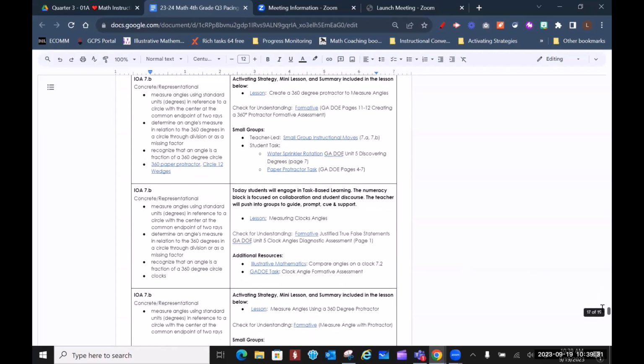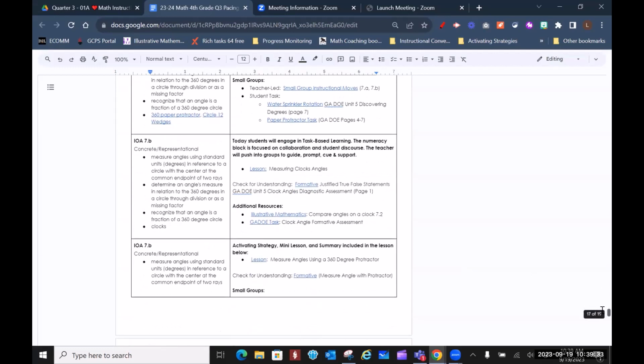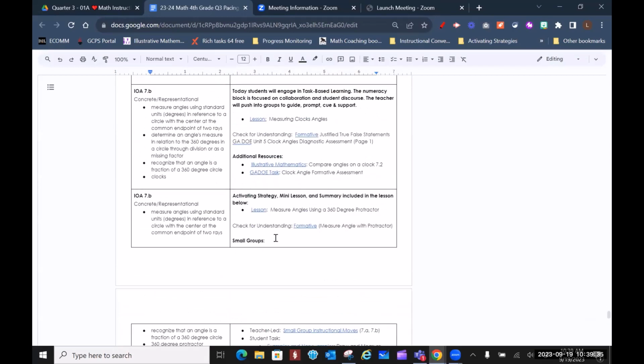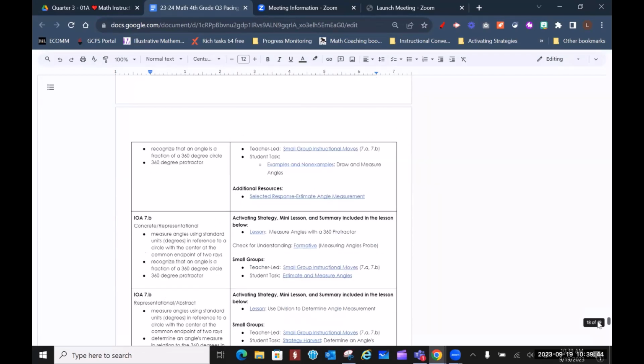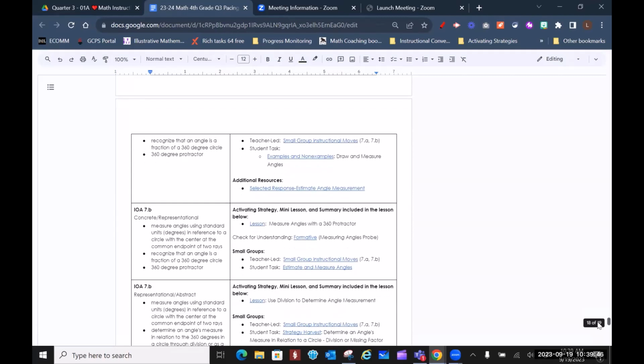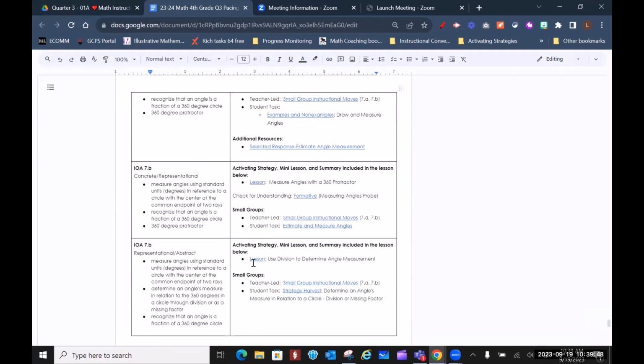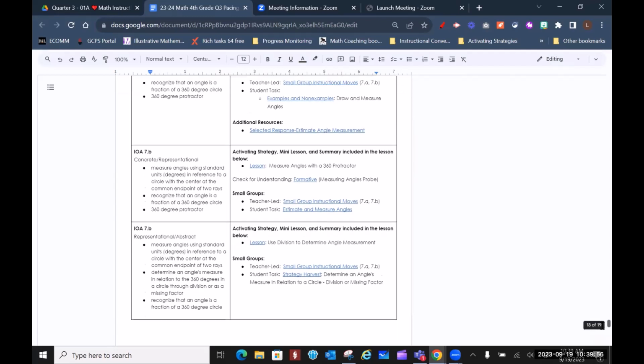Let's keep scrolling down. You can see this lesson here, measure angles using a 360-degree protractor with the standard units. We have a few days of that. Here is a lesson where you're using division to determine the angle measurement, or they could find the missing factor of a multiplication equation.